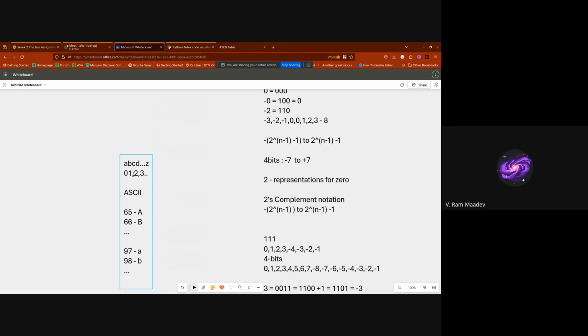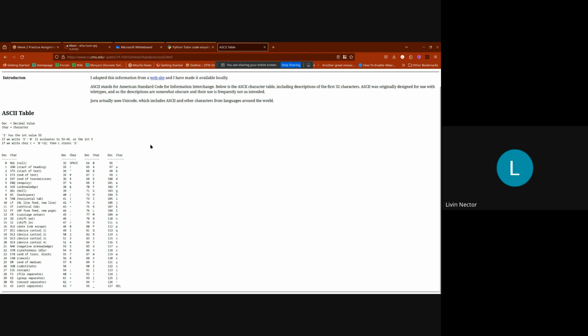Sir, does this table vary from program to program? No. This is a very standard table. This ASCII table is followed by everyone, it is like a universal thing.